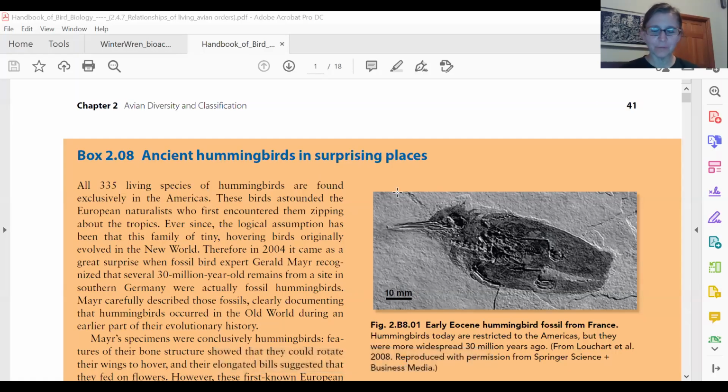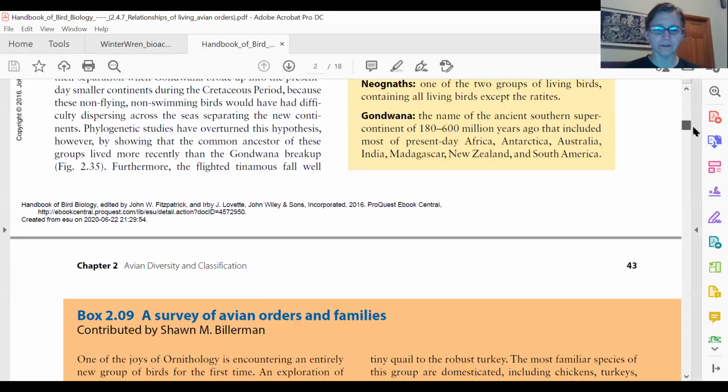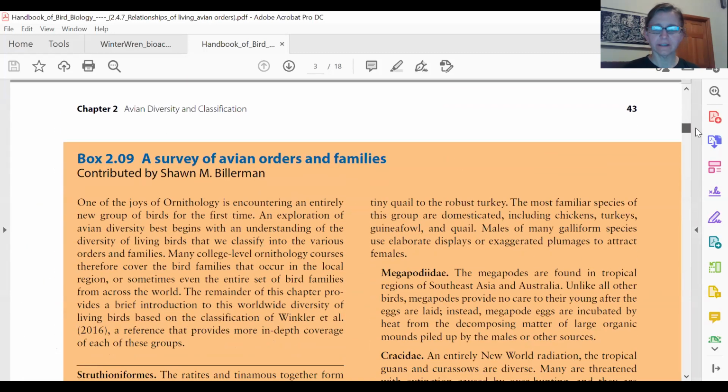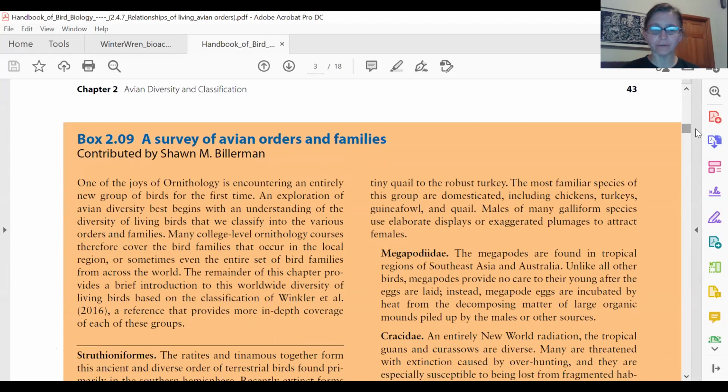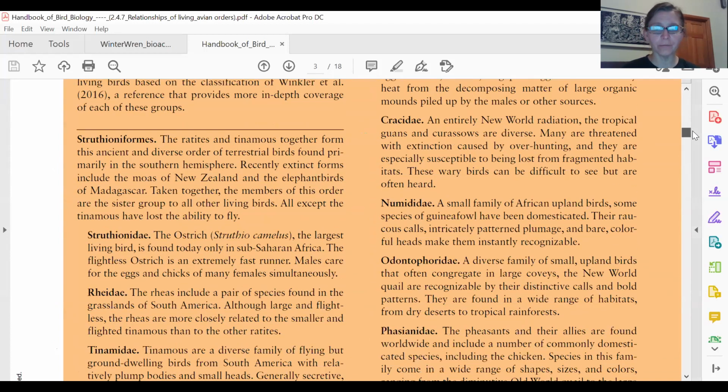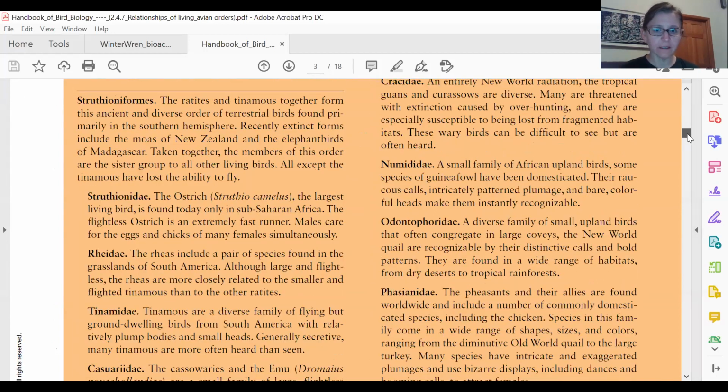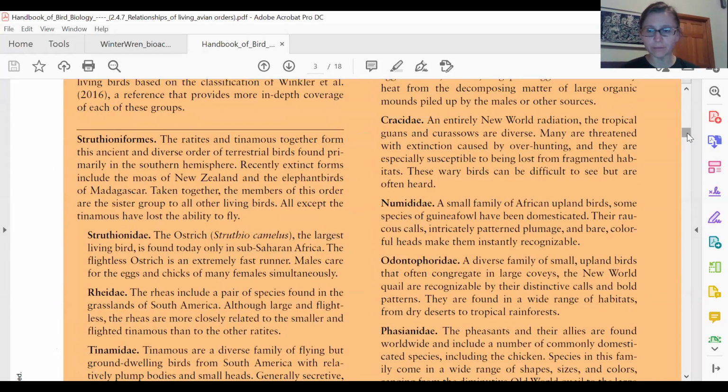Okay, we're back here, and here's that end part of chapter 2 I was talking about. And so, in particular, this starting on page 43, a survey of avian orders and families. And this survey goes from the most ancestral groups all the way up to the most modern groups. I'm not going to go through them in this lecture. You can go through them yourself.